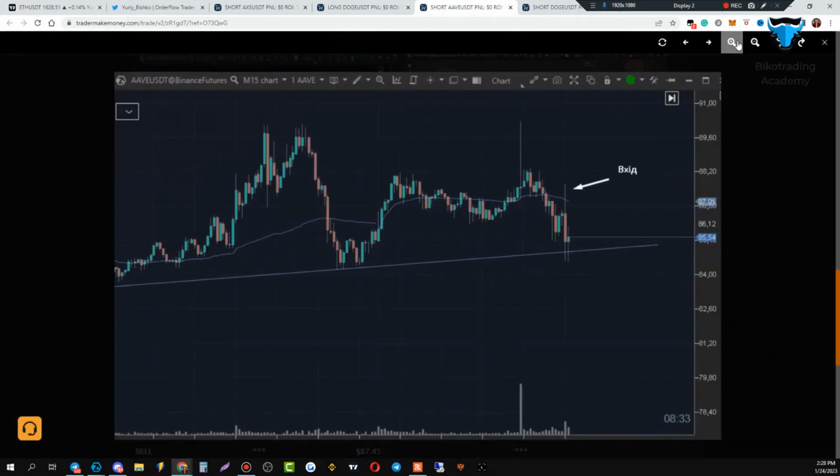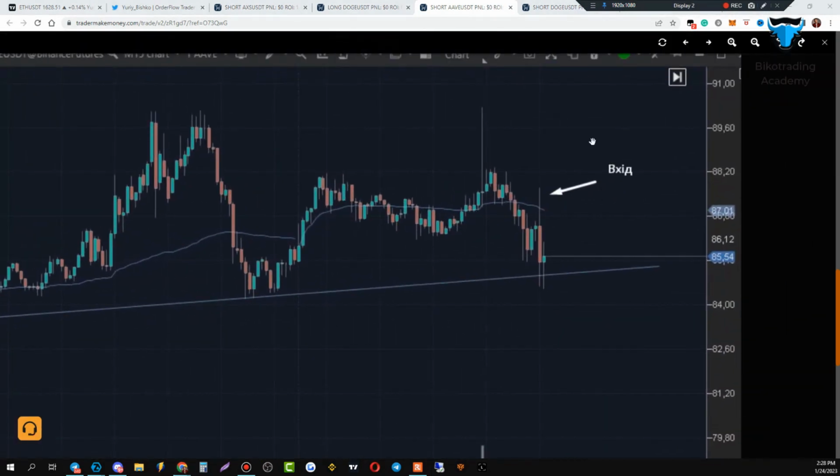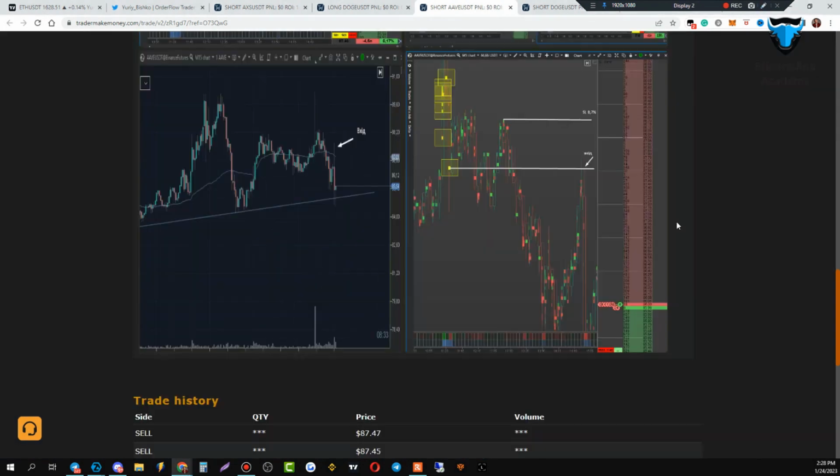Also, pay attention to this. It is a VWAP. Price retested VWAP, significant volume. I think that's really beautiful.